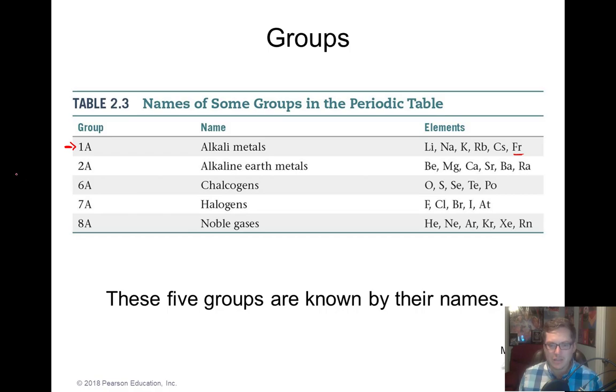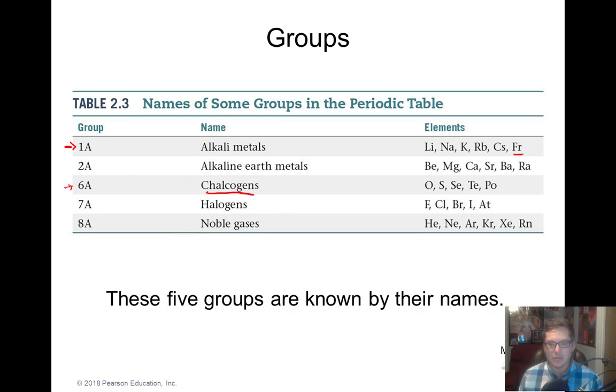The chalcogens are 6A, so these are the guys right before the halogens. If you start at the back, the last column is the noble gases, and then you get the halogens and then the chalcogens. All right, and these guys are oxygen, sulfur, selenium. They all have very similar properties. This one's probably the least common word of everything out in the real world. Most people don't ever use this term.